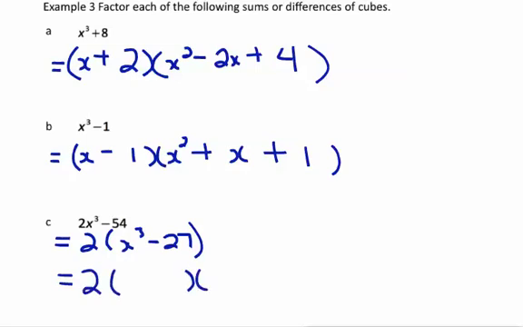Again, small bracket, large bracket. Cube root of x cubed is x. Cube root of 27 is 3. x squared. At the end, 3 squared, which is 9. In the middle, x times 3, which is 3x. Sign pattern, same sign, opposite, end with a positive.